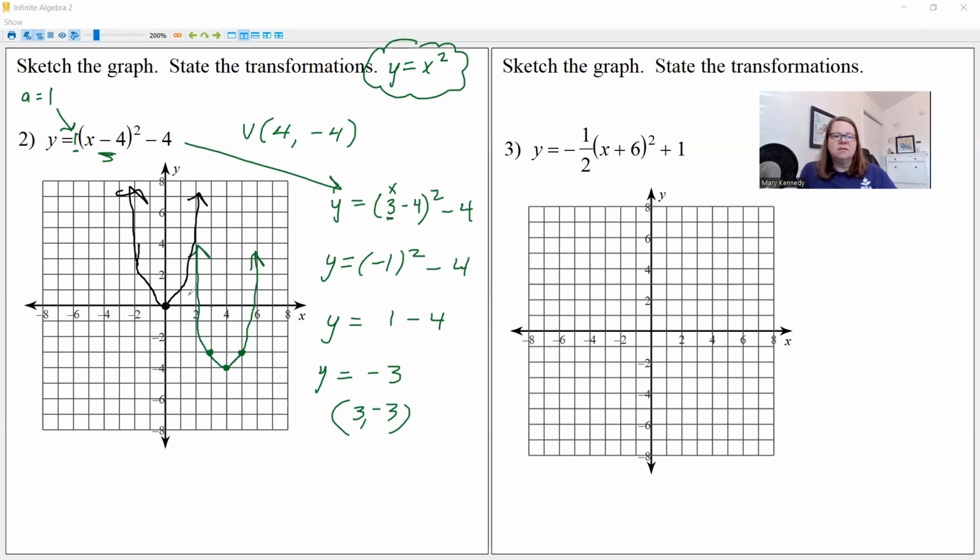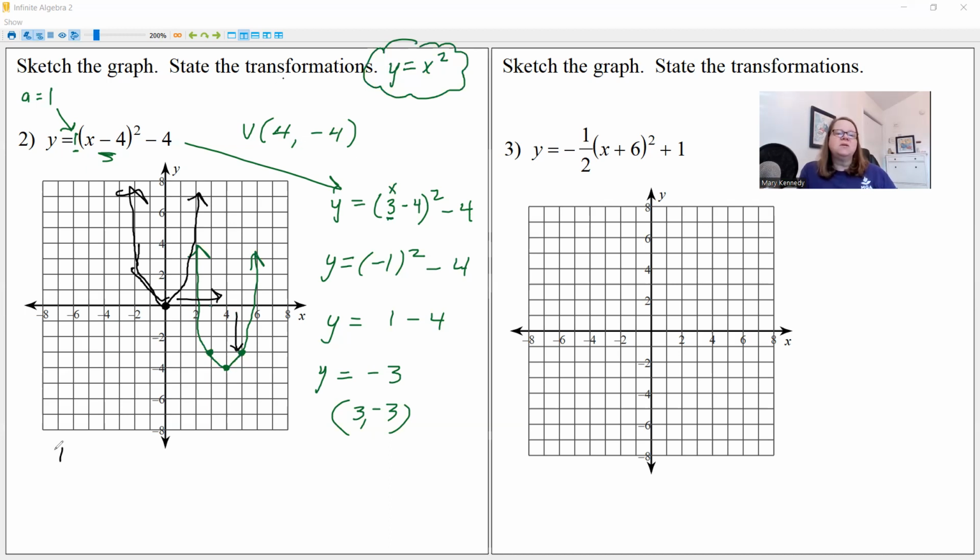Okay, generally. All right, but it's at 0, 0. So think about what's happened here. Well, we've moved to the right 4 and down 4, so that we can see straight from our vertex.